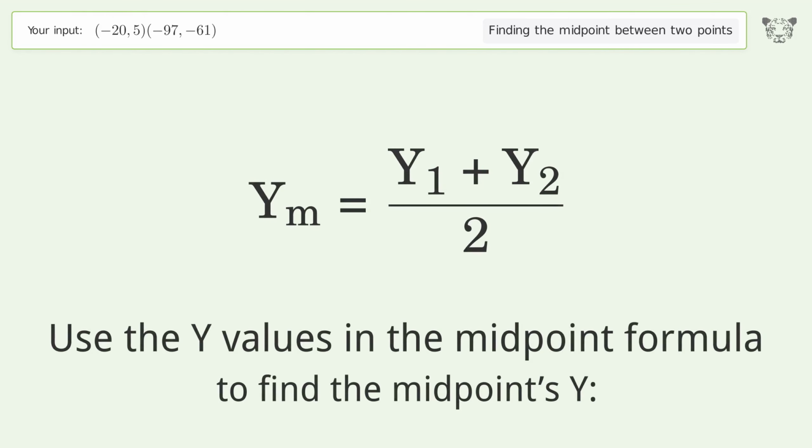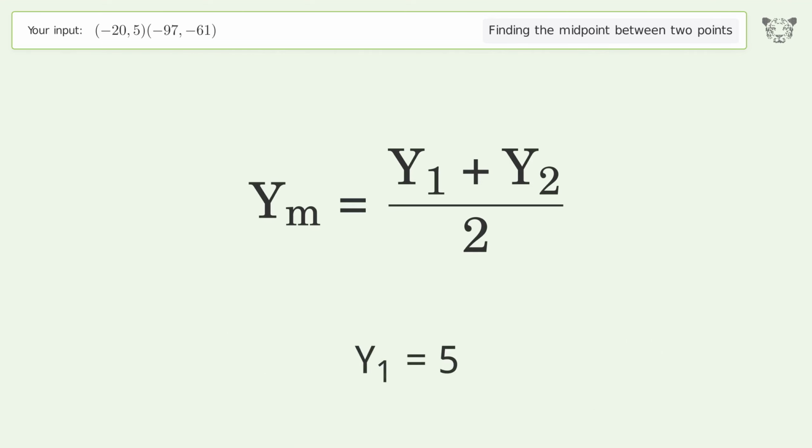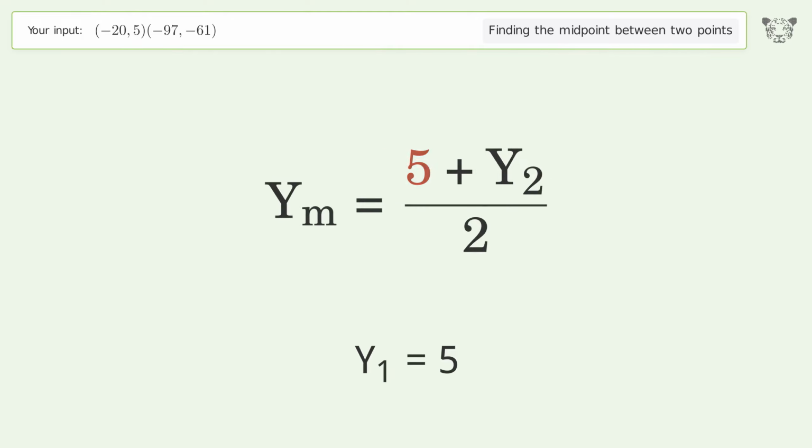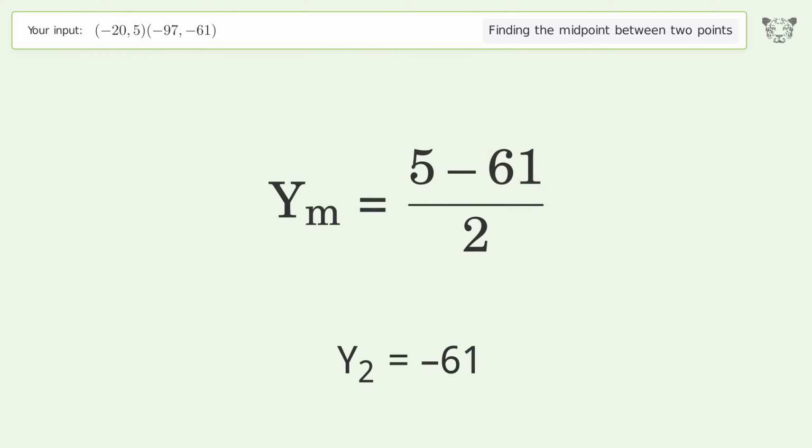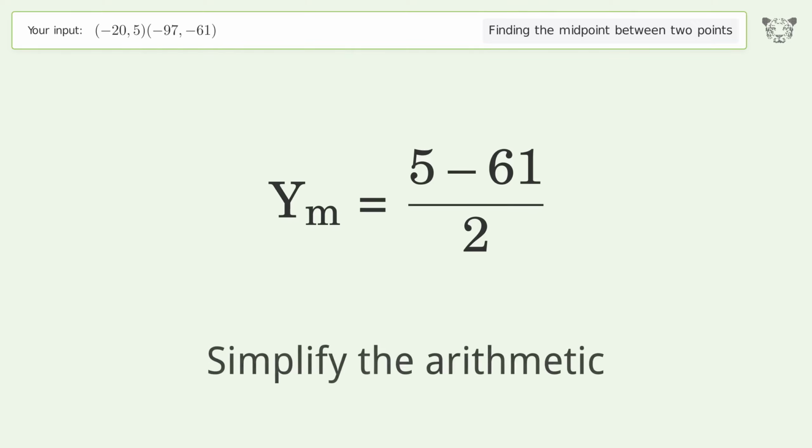Use the y values in the midpoint formula to find the midpoint's y. y1 equals 5. y2 equals negative 61. Simplify the arithmetic.